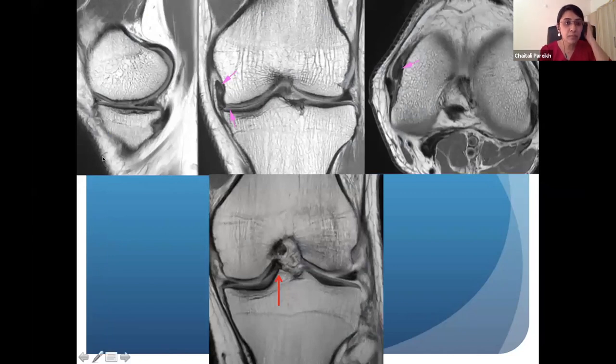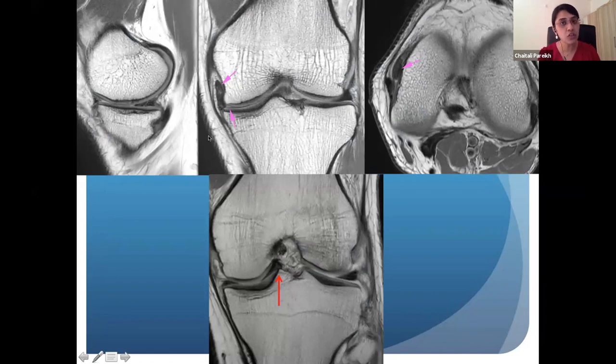Now, again, another patient where you can see the anterior horn is very small. There is an oblique tear in the posterior horn of the medial meniscus, but the horn is somewhat maintained in size, but the anterior horn is very much attenuated. So again, when you see such a case, look out for a displaced meniscal flap.